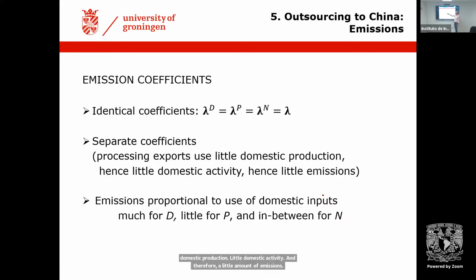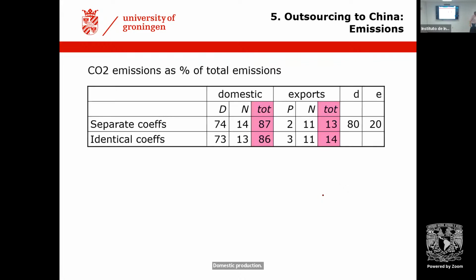We said, okay, because processing exports uses little domestic production, little domestic activity, and therefore a little amount of emissions. So therefore, we assumed separate emission coefficients, that the emissions are proportional to the use of domestic inputs. The domestic category uses a lot of domestic inputs, so there's also a lot of emissions. And the processing export uses very little domestic inputs, so there the emission coefficients are little. And here are the results. These are the numbers that we had before. These are the numbers that we have now.